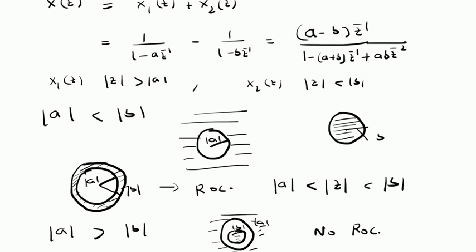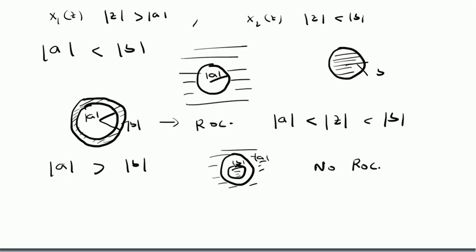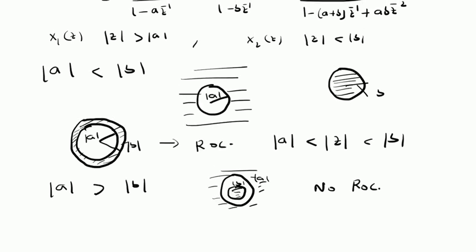In the case where absolute value of a is greater than absolute value of b, the radius of the first circle, corresponding to the causal signal, is greater than the radius of the circle corresponding to the anti-causal signal. In that case, there is no common region or no intersection. In other words, the ROC does not exist.